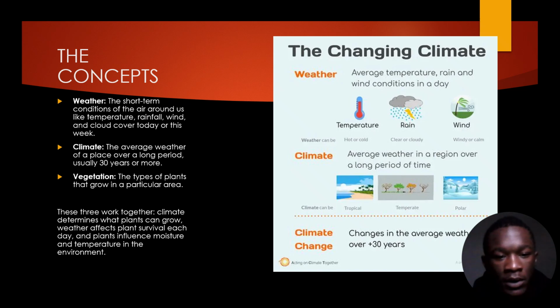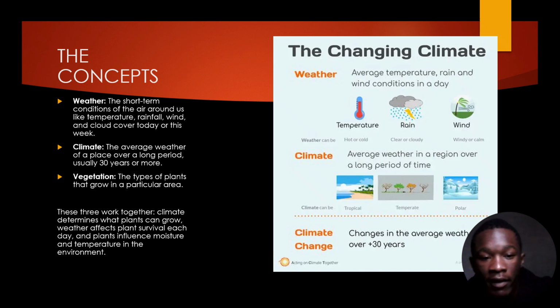The first concept is weather. Weather is the short-term conditions of the air around us, like temperature, rainfall, wind, and cloud cover today or this week. That's weather. They usually update us about weather at the end of the news, telling us that today's weather could be hot or cold, clear or rainy, windy or calm.